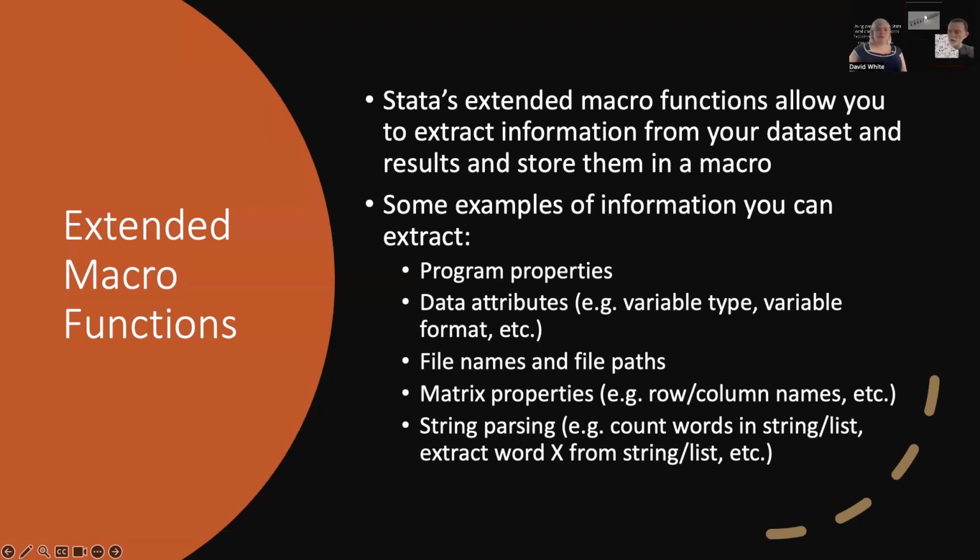So is this a bit like underscore n, which is the number, or underscore capital N, which is the total number of observations? Yes, those are system macros that just exist. Whereas this would be you creating a macro to pull information out of a particular variable set or whatever you're working with. Right.